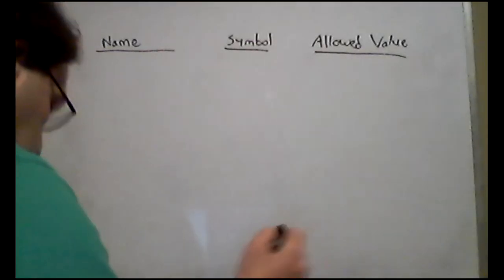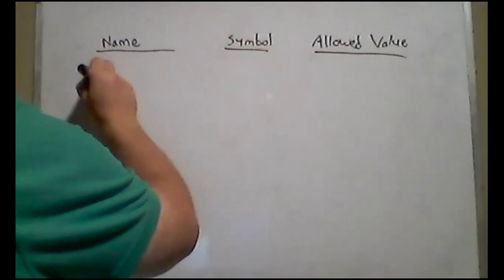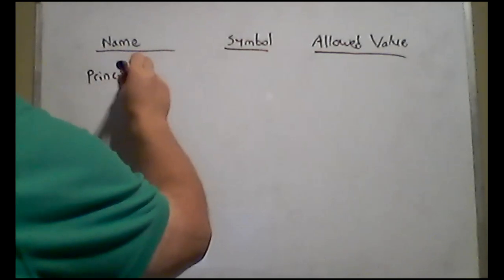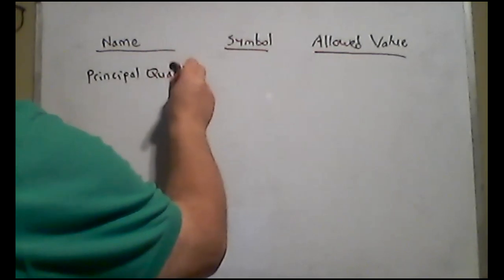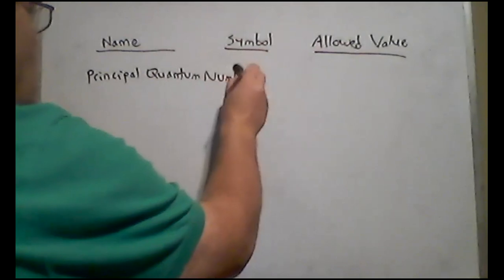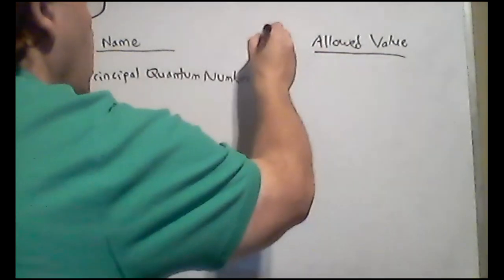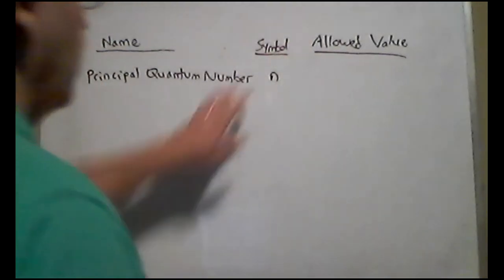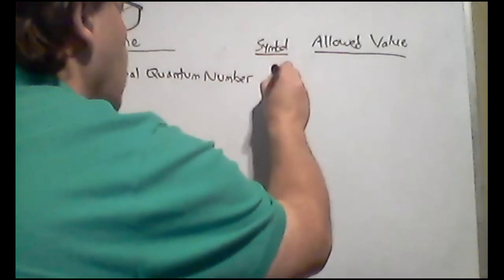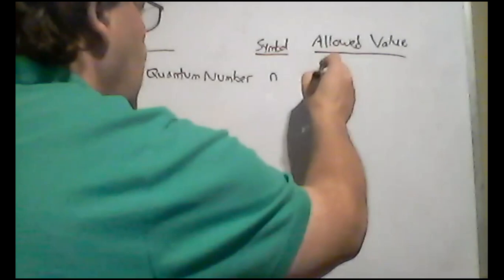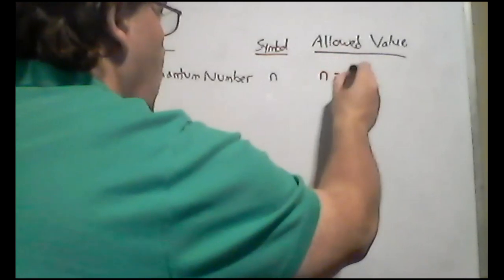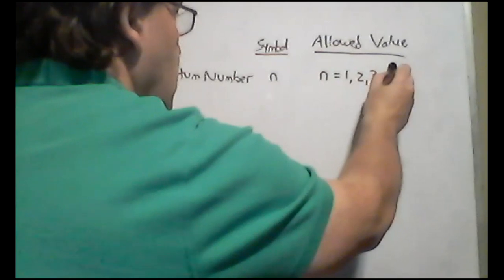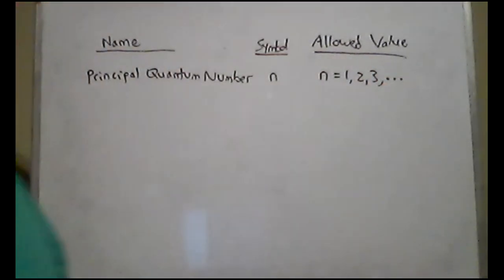All right, so the first one, of course, is the principal quantum number. And its symbol is the letter n, little n. It takes on positive integers. It's allowed to have the values of n equals 1, 2, 3, and so on and so forth. Okay, it can never be 0, and it can never be negative. It can only have integers that are positive. Okay, we talked about that.